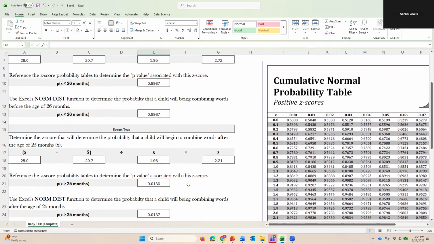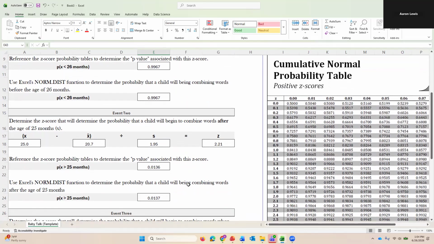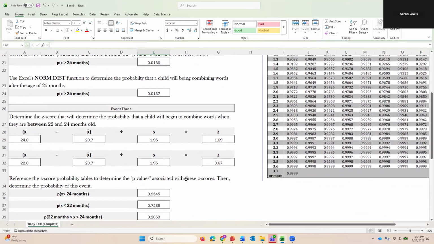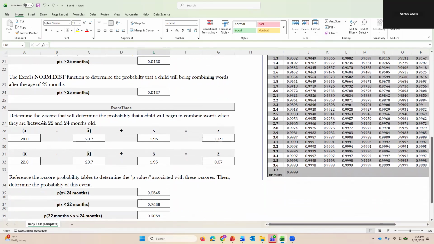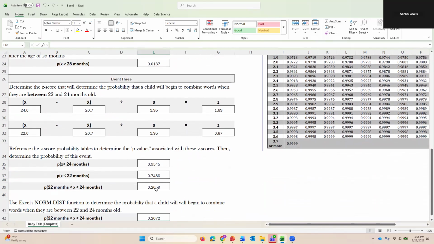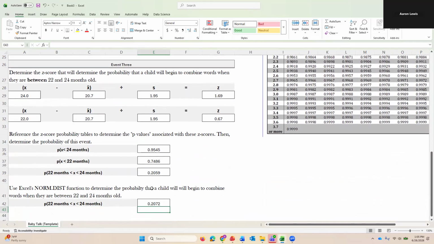If you're looking for an after, greater than, above question, anything that's higher than a certain point, it is 1 minus the number that you get from the table, or 1 minus the return that you get from the norm.dist function. And if you're looking for a probability in a range, a probability of a figure being between two different numbers, you find the two probabilities associated with the z-scores for the upper and lower bounds, and the two probabilities from your norm.dist function. And then you just take the difference of those two numbers, and that is your probability.